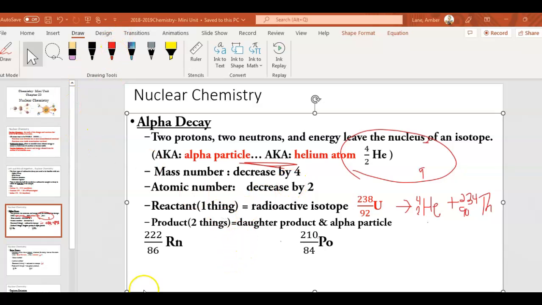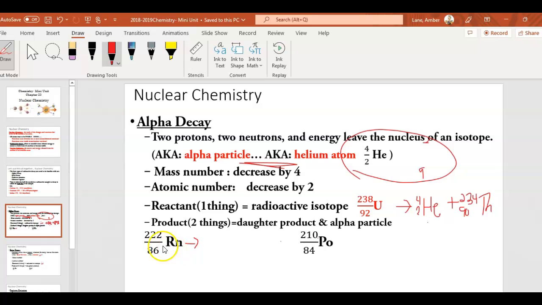Let's try this again. Let's look at radon 222. We are going to draw our arrow. This is my only reactant. I know it's alpha decay, so automatically I have a helium isotope or an alpha particle that is produced, plus some new isotope. So it's alpha decay, and you'll always know what sort of decay is occurring. So 222, I'm going to decrease that by 4, so that's going to be 218. And my new atomic number is going to be 84.